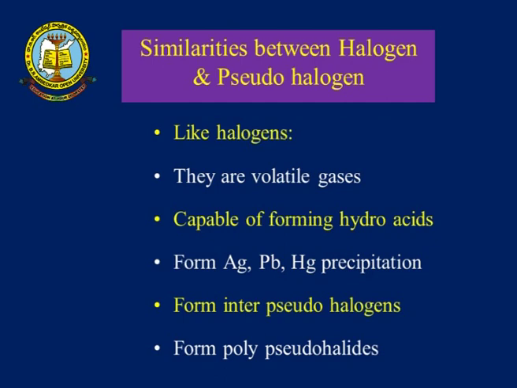And another, like halogens, the pseudo halogens also form inter pseudo halogens. I told you about interhalogens: when one halogen reacts with another halogen, interhalogens are formed. The same way, when one pseudo halogen interacts with other pseudo halogens, they give inter pseudo halogens. It is a similar property to halogens. And like halogens, the pseudo halogens also form poly pseudo halide ions. So these are all the similar properties with halogens.